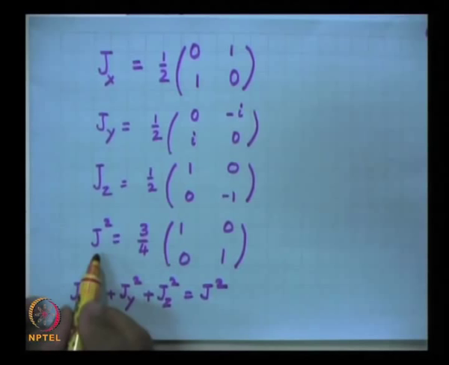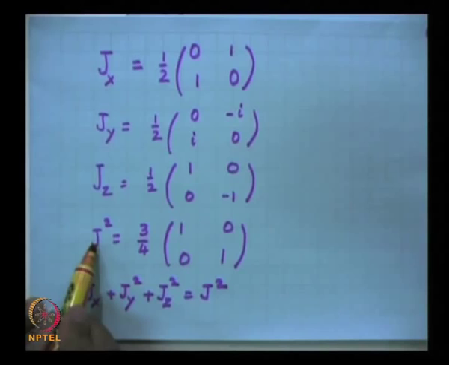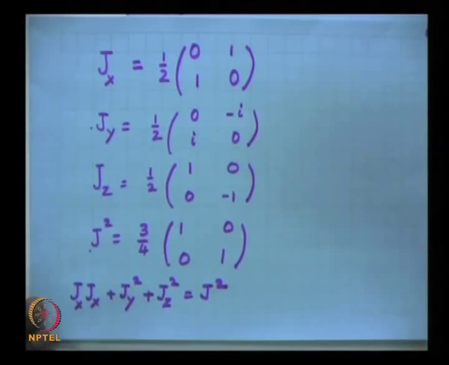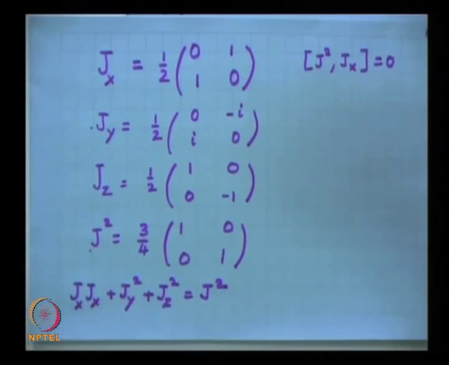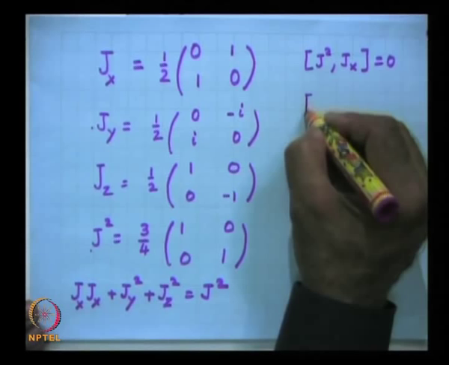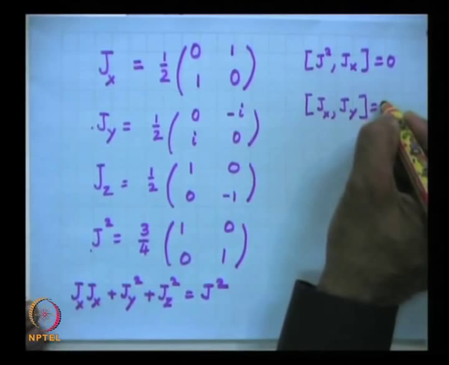J square is proportional to the unit matrix. So J square commutes with Jx, J square commutes with Jy, J square commutes with Jz. So J square comma Jx is 0, J square comma Jy is 0, J square comma Jz is 0. But Jx and Jy do not commute with each other; you can show that Jx comma Jy is equal to i Jz.